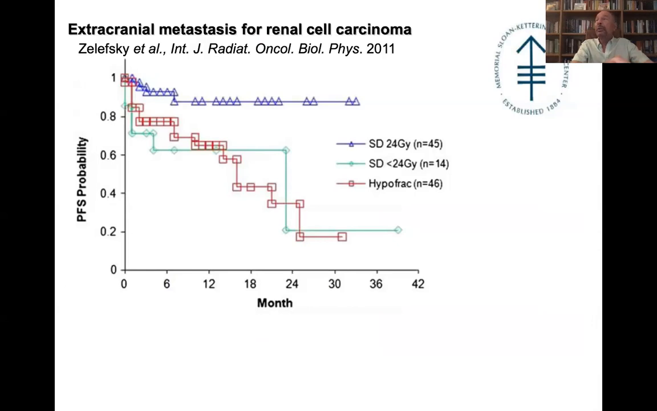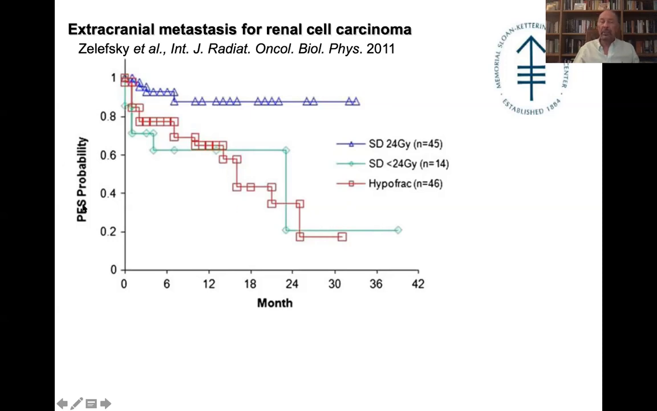Here they do single dose treatment for renal cell carcinoma. You see that the standard results are in green, the normal hypofractionation is in red, you see here. But then you have single dose treatments with a dose lower than 24 gray, same results.